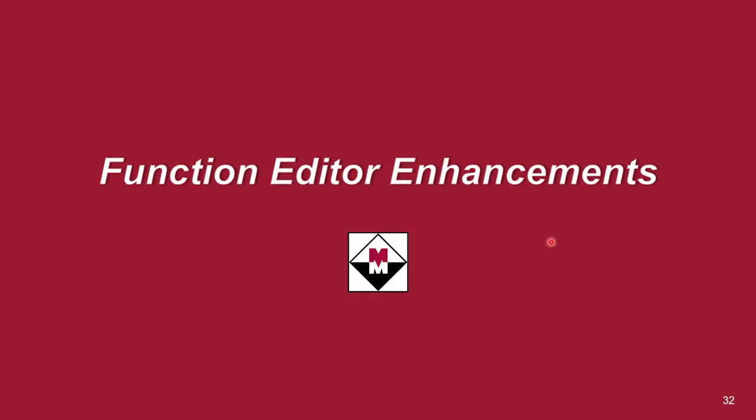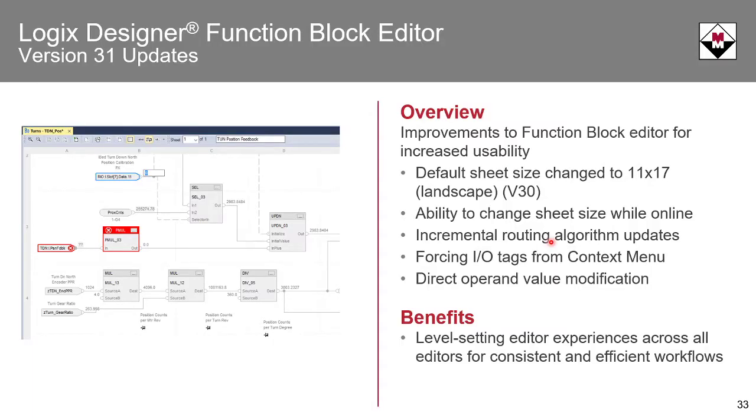Function editor enhancements. Back in version 30, they changed the default size of a sheet to 11 by 17 landscape. With version 31, they now give us the ability to change that sheet size while online. So if you have to add or expand to a control system, you now have that ability to do it while online.